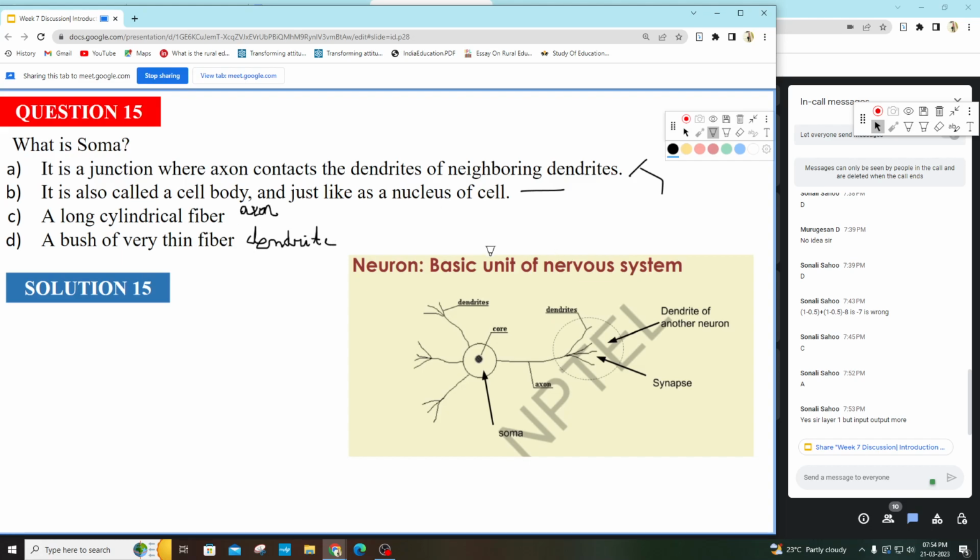Okay, so this is axon, this is dendrite, this is soma, and this is the synapse. So option B is your correct answer.